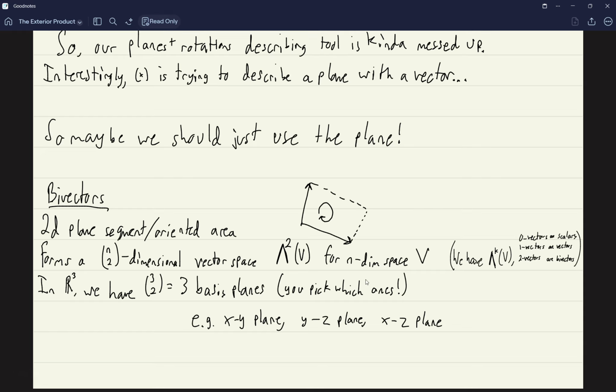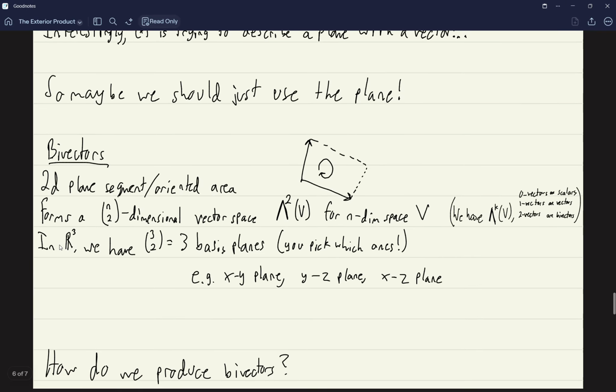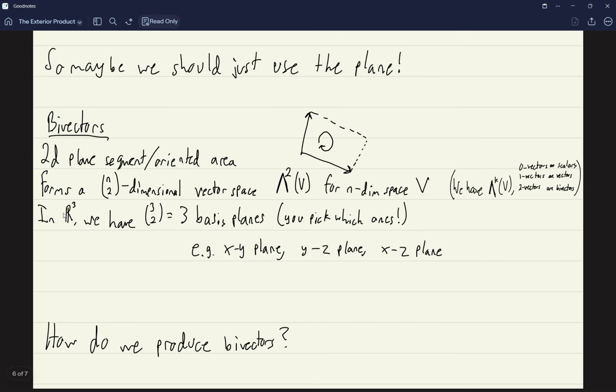Yeah, and so technically in general, this is what's called the second exterior power of V, this bivector space, and we can generalize this to arbitrary K, talking about K-dimensional objects in our space. So we can be talking about zero-dimensional scalars, one-dimensional vectors, so like line segments, two-dimensional bivectors, so like plane segments, and then like volume segments, and so on. So now we have this mechanism to talk about planes, which is what we were trying to do at the beginning. Seems like what we've been trying to do with the cross product this whole time.